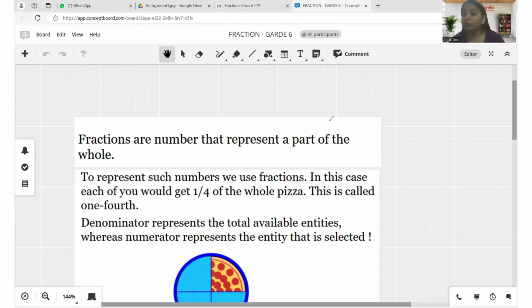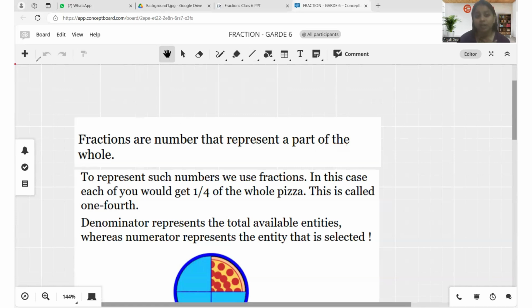If we go by the definition, you will note one thing: fractions are numbers that represent part of a whole. Now, this part of a whole is a very small phrase, however, the meaning of it is very wide. So I'll try to break it down for you all. Part of a whole means that you have a pizza down there in the next slide.